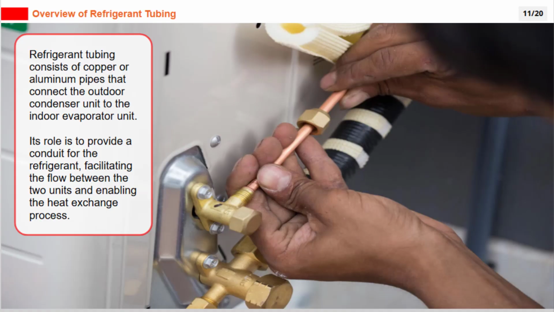Refrigerant tubing consists of copper or aluminum pipes that connect the outdoor condenser unit to the indoor evaporator unit. Its role is to provide a conduit for the refrigerant, facilitating the flow between the two units and enabling the heat exchange process.